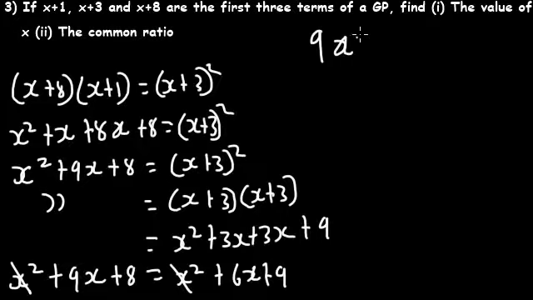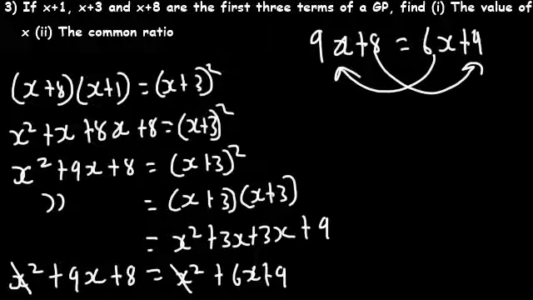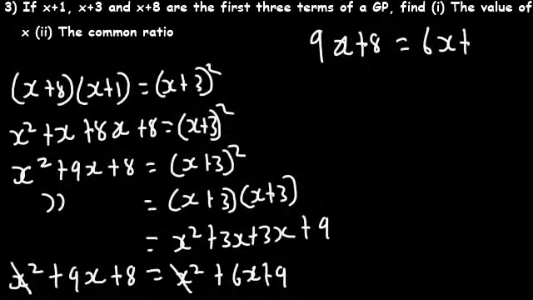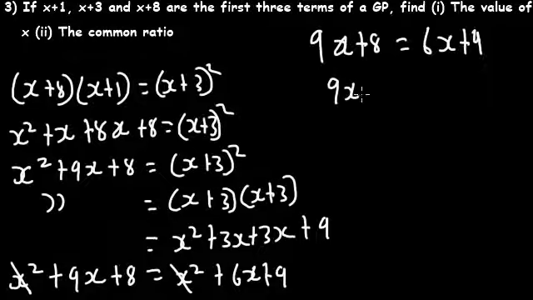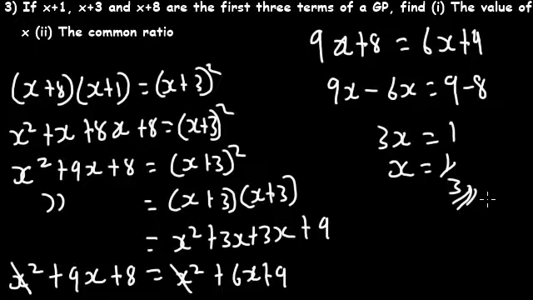Now that we have 9x plus 8 to be equal to 6x plus 9, the 6x comes all the way to the side, and this 8 should move to the side. And therefore, we have 9x minus 6x to be equal to 9 minus 8. Upon subtracting 6x from 9x, we have 3x equals 9 minus 8, which is 1. So finally, dividing through by 3, x becomes 1 over 3. And this is the value of x. And that gives us the solution to Roman figure 1.